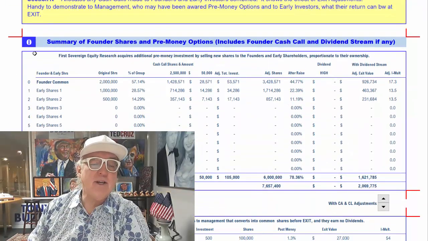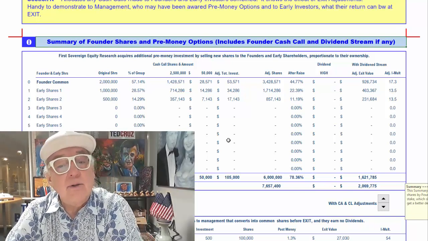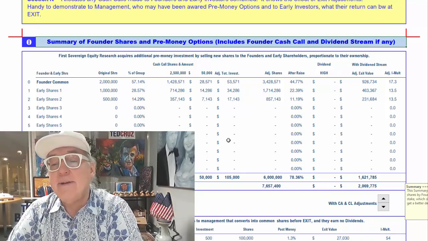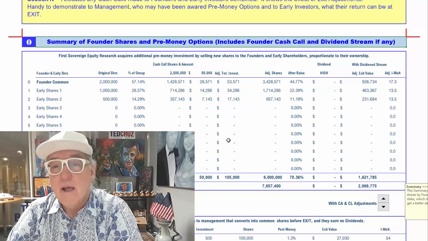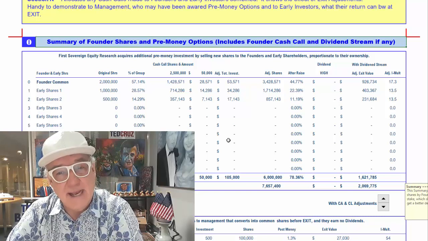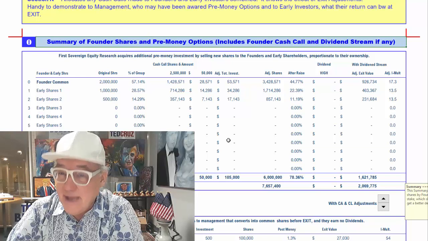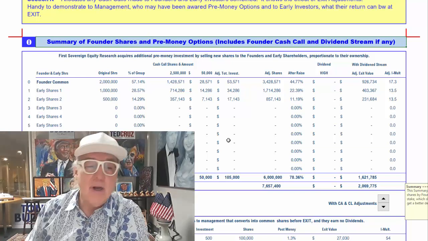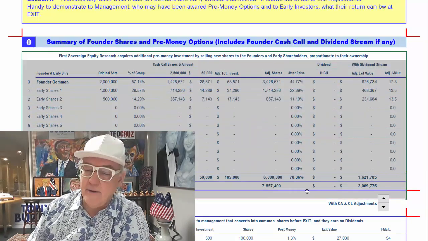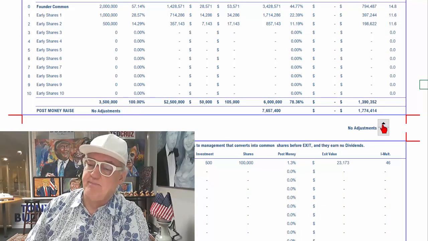Now, this section O here, summary of founder shares and pre-money options. It includes the founder cash call and dividend stream, if any. A lot of early stage investors want to know how much are they going to get at the exit. And if they've been asked to pony up more money because of a cash call, they want to see that too. This table here will tell you all of that. You even have the ability to turn on and off the adjustments. You can see they make a significant difference, about $400,000.